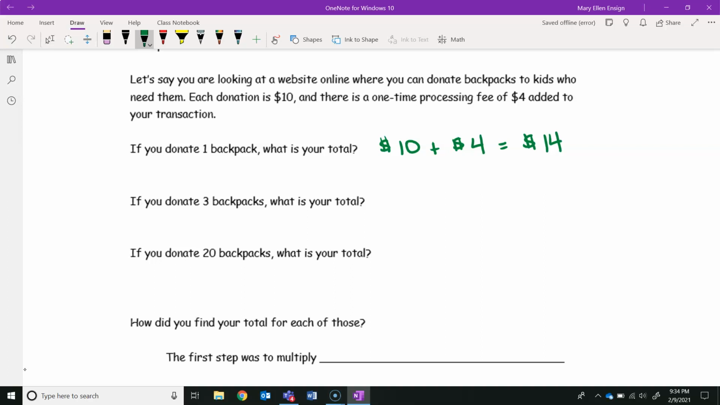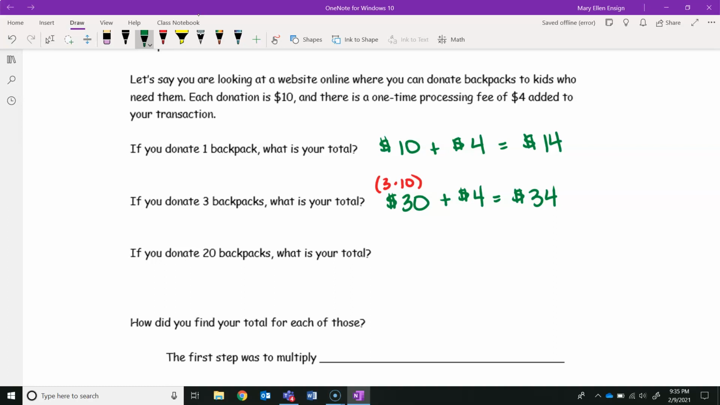Okay, so for 3 backpacks, if we think about this, the backpacks themselves will be $30, and then there'll be this one-time fee of $4, so it's going to be $34 is my total. So this right here, just to remind us, is 3 times 10, right? 3 backpacks times $10 per backpack.